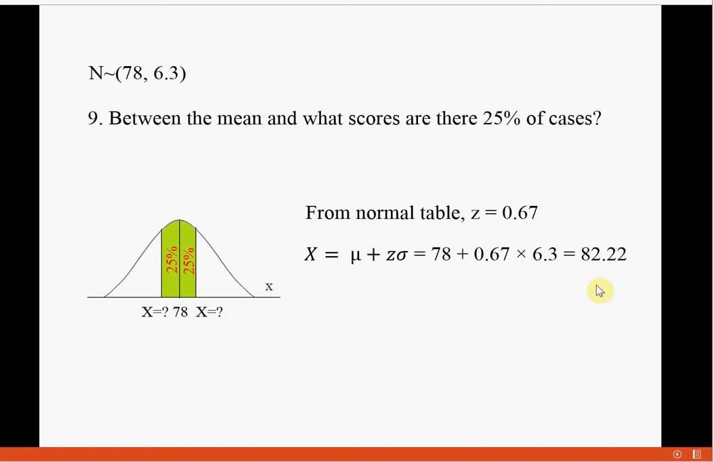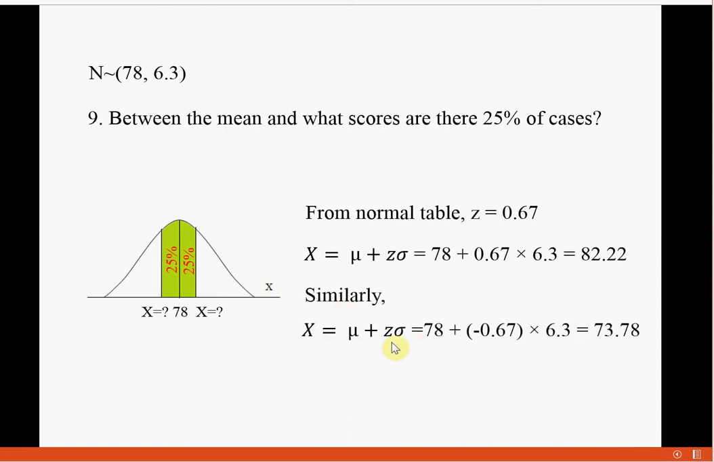82.22. So this value should be 82.22. Okay. What about the other x value here? This value at the lower bound can be calculated using a similar formula.